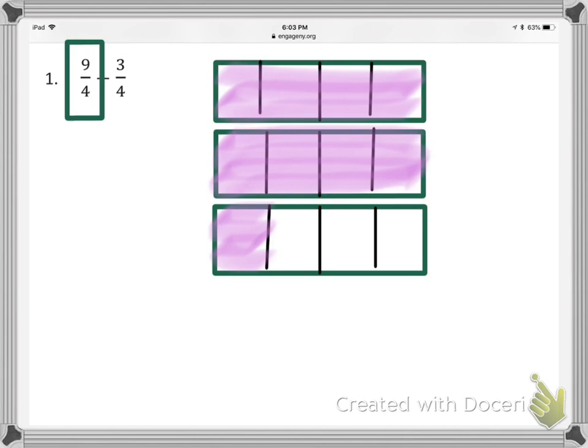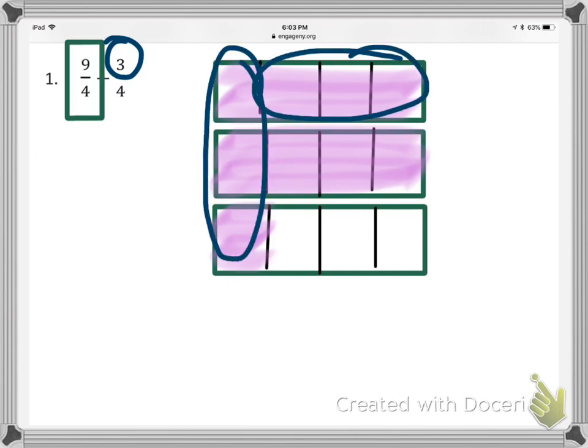And then since they're already fourths, that's great for me because they're already in fourths, and then I just have to group them in groups of 3. So here's a group of 3, and there's a group of 3, and there's a group of 3, so my answer is 3. Okay, looking good.